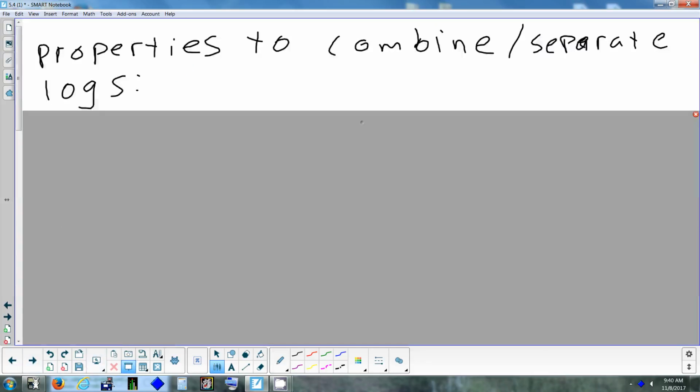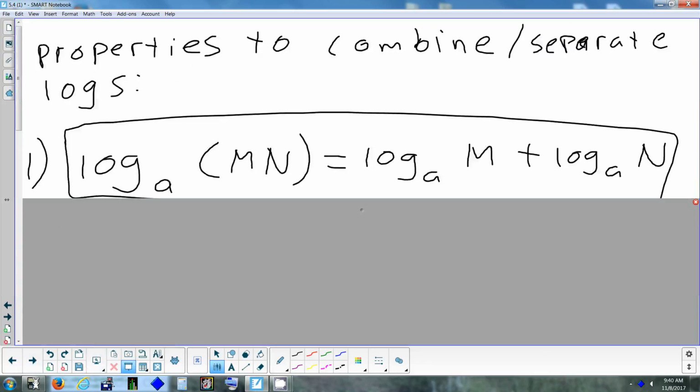All right, so last group of properties is properties we can use to either take logarithms that are separate and combine them together, or the other way around. Take something that's already combined together and split it apart. Okay, and there's 3 main properties. The first one, basically, if you wanted to summarize it, says that the log of a product is equal to the sum of the logs of the factors. That's how you could simplify that. The log of a product equals the sum of the log of the individual factors.